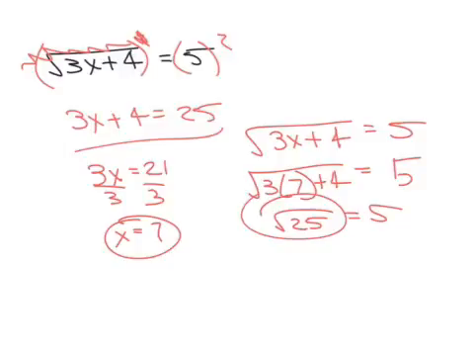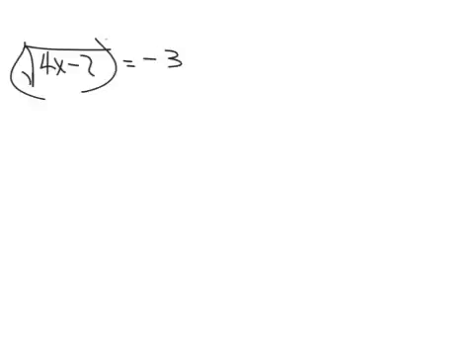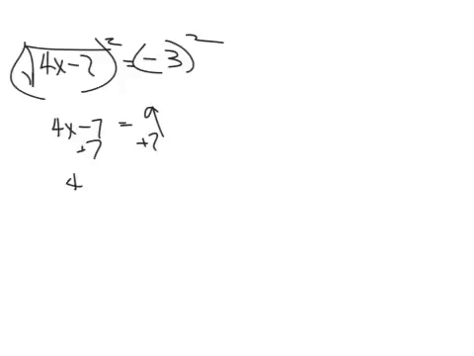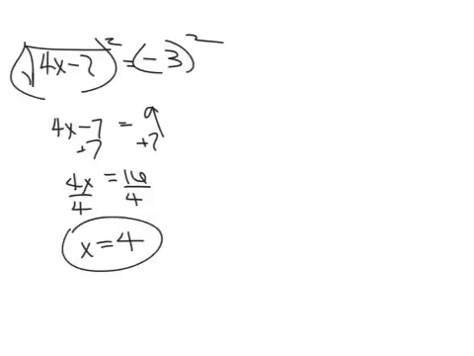Alright, let's try one that doesn't work, just so you can see what happens here. I've got the square root of 4x minus 7, and that equals negative 3. Now if I square both sides, I get 4x minus 7 out of the radical, and negative 3, the quantity squared, gives me a 9. I add 7, and I get 4x equals 16. Divide by 4, divide by 4. I have done everything correctly. I have done nothing wrong.